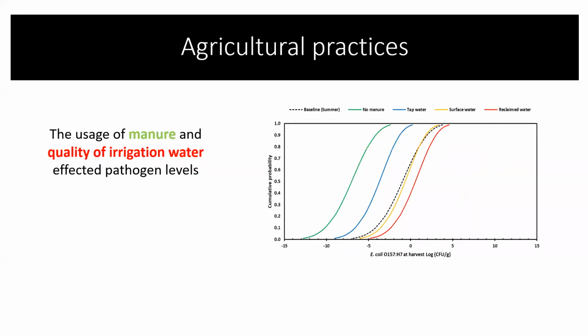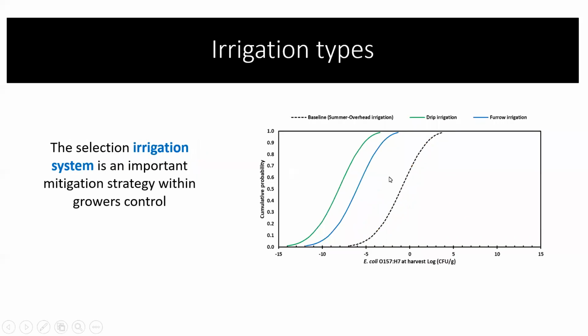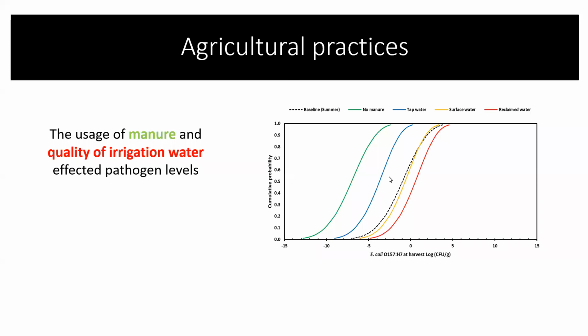So next, the impact of irrigation water source and manure usage on the level of pathogens in fresh produce was assessed. Again, the black dotted line shows the baseline scenario. The usage of tap water resulted in the lowest mean E. coli levels, followed by surface water, yellow line, and the retreated water, red line.